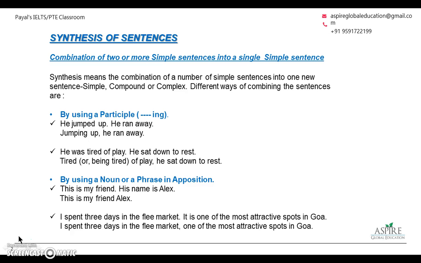I spent 3 days in the flea market. It is one of the most attractive spots in Goa. So rather than making a new sentence, it is definitely referring to the noun, or the object, which is there in the previous sentence. So I can combine the information by using an adjective phrase. I spent 3 days in the flea market, one of the most attractive spots in Goa. One of the most attractive spots is an adjective phrase which is describing the flea market.